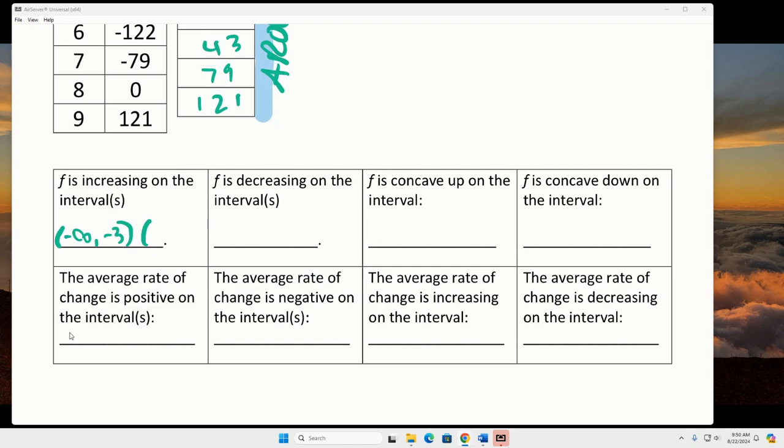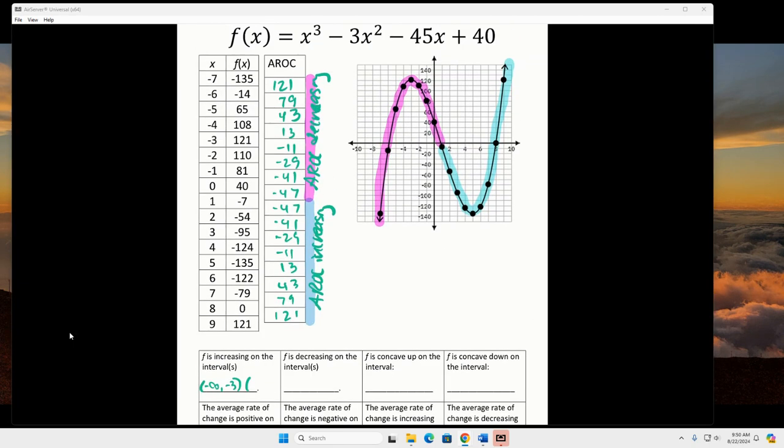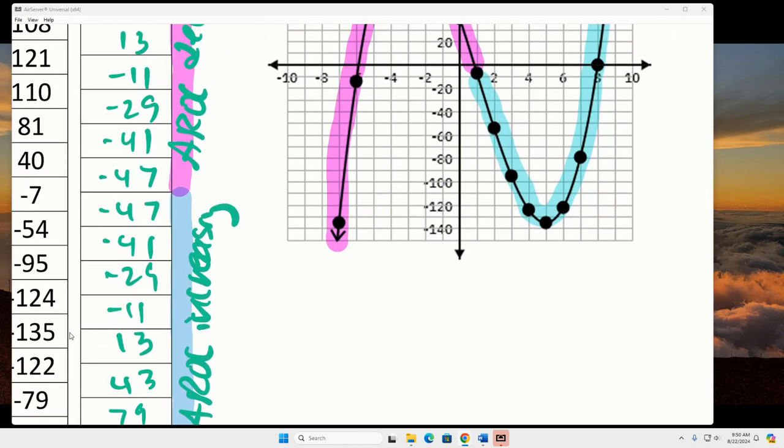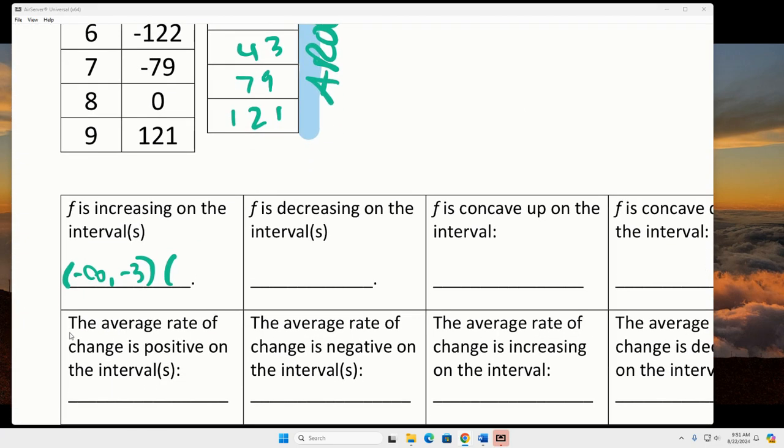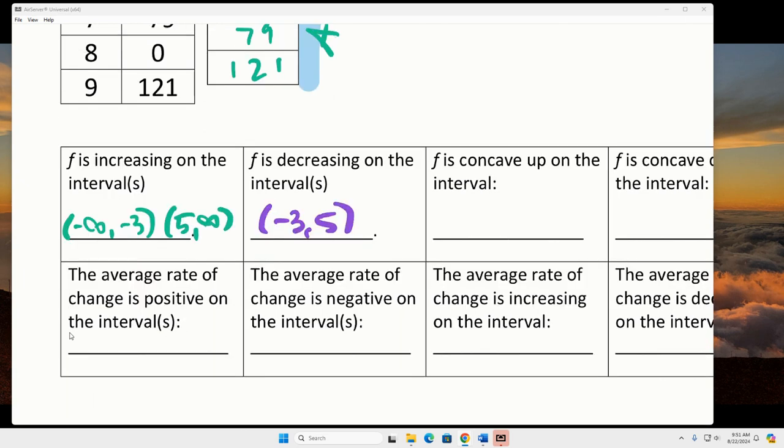I think maybe it actually starts at 5. That's okay. All right, and then decreasing? -3 to 5. Good. All right, so somebody had a card that said the average rate of change is positive on the intervals. What did you get? I put the same thing as increasing.